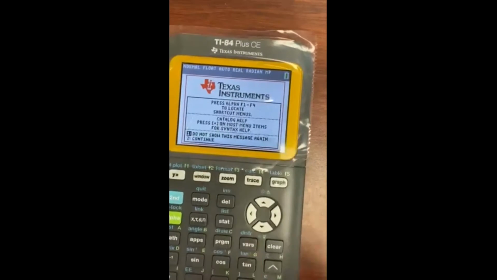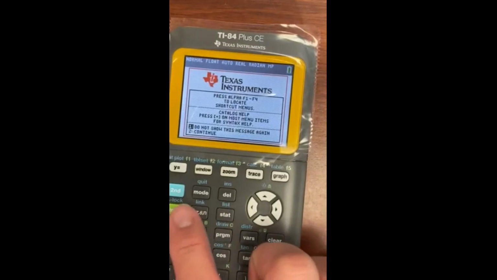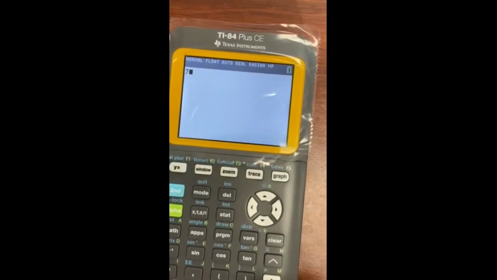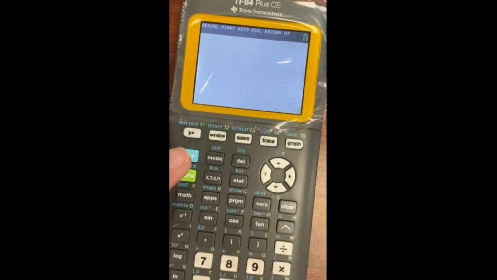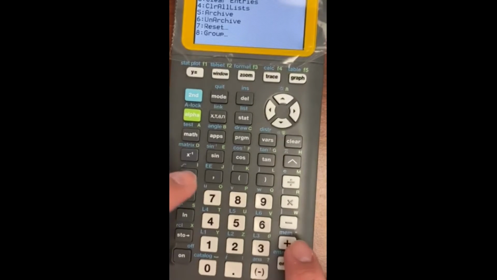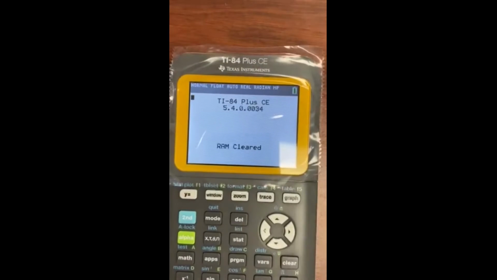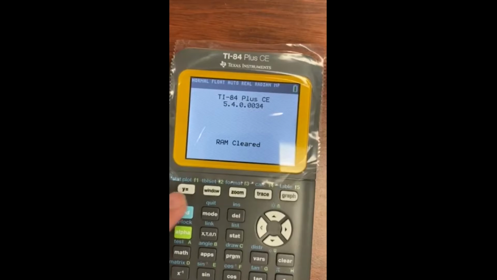Before we start, make sure you clear your memory by hitting second, plus sign here, 7, 1, 2. That should show RAM cleared. That clears all the memory. So let's go ahead now.